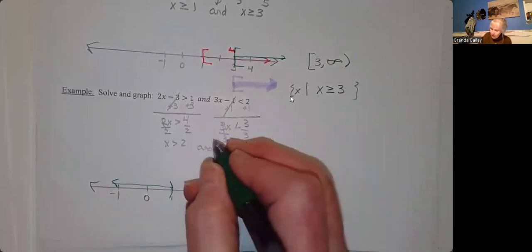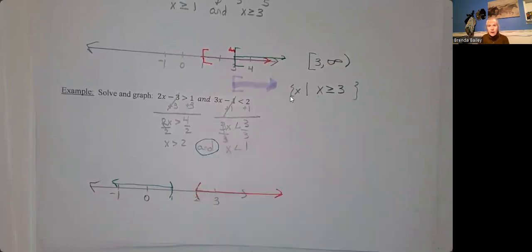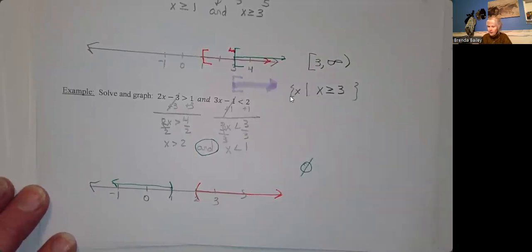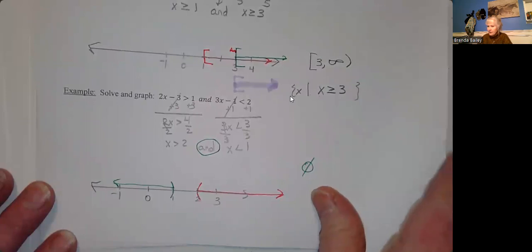And we were looking for what's in common because we had the word and, not the word or. If it was or, we'd have a solution, but we just combine them. But we don't, so this is the empty set, right? There's nothing in common. Great. Let's do another example.